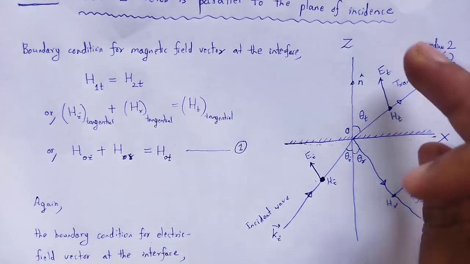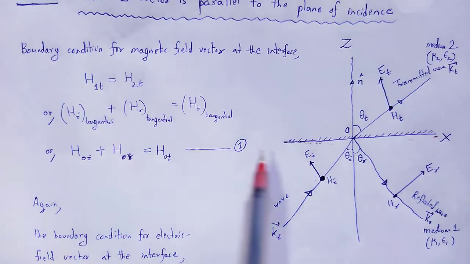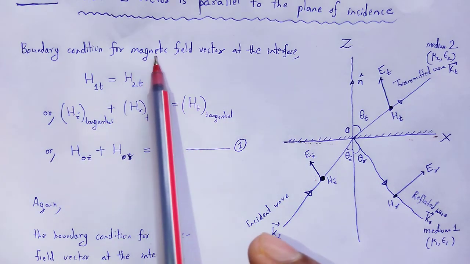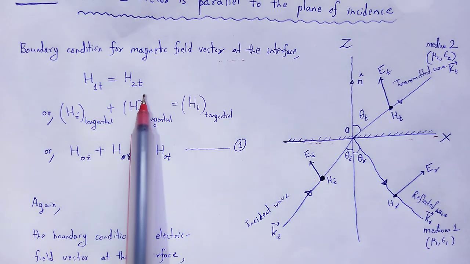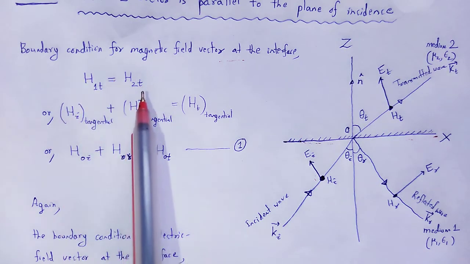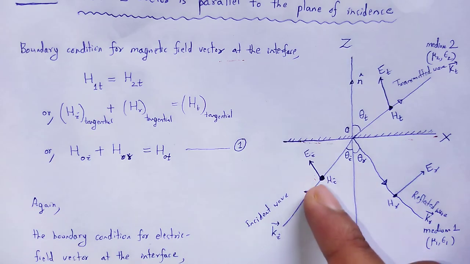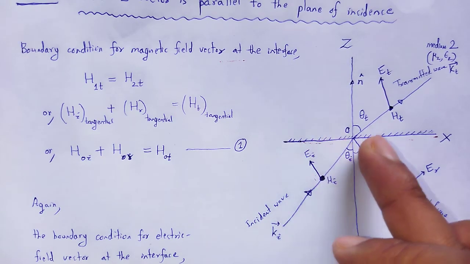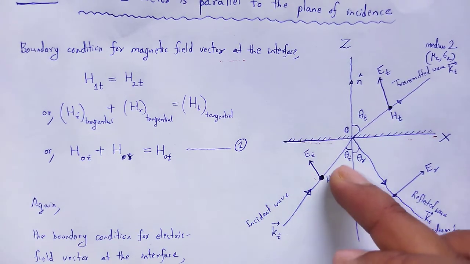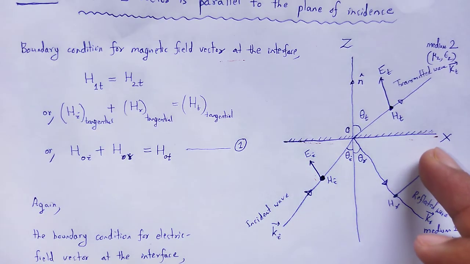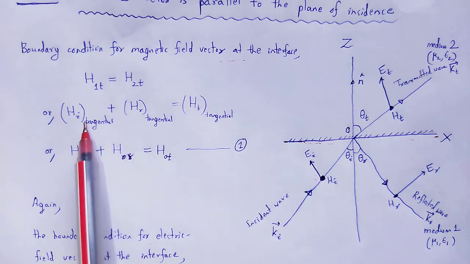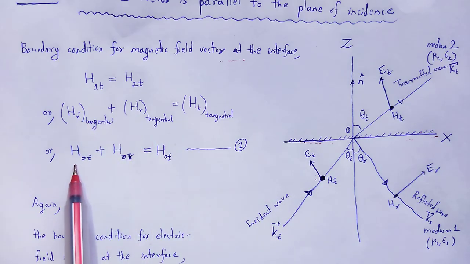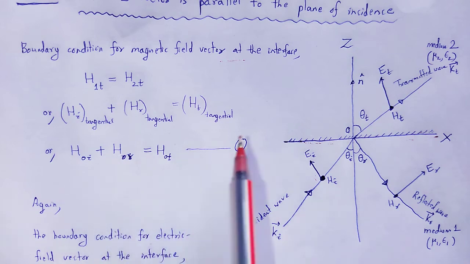Then for the reflected wave and transmitted wave, we use the boundary condition for the magnetic field vector on that interface. It is continuous throughout the medium. Since the E vector is parallel to the plane of incidence, the H vector is perpendicular to the plane of incidence, and that H vector is nothing but the tangential component. So the tangential component, in terms of amplitude, gives HOI plus HOR is equal to HOT.